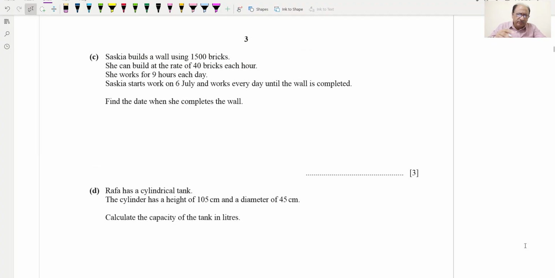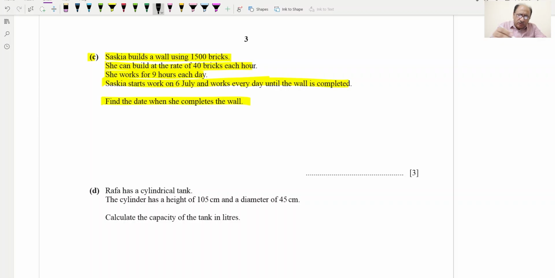Now C part says Saskia builds a wall using 1500 bricks and she can build at the rate of 40 bricks each hour. She works for 9 hours. Saskia starts work on 6th July and works every day until the wall is completed. Find the date when she completes the wall.